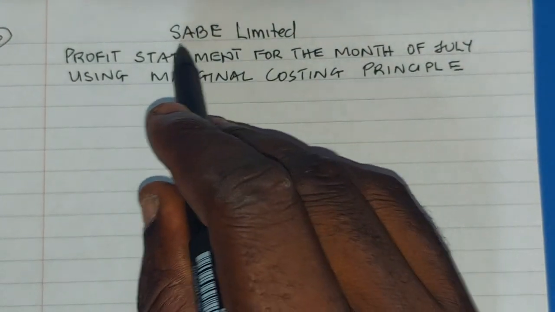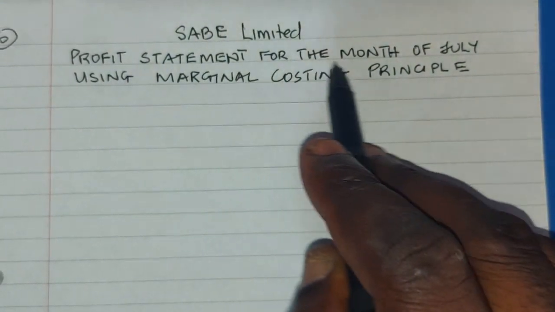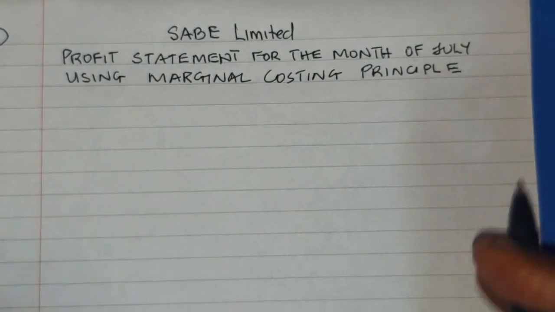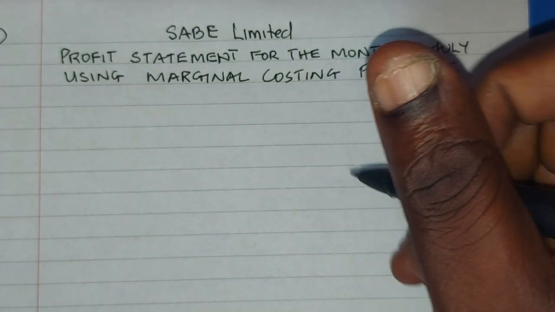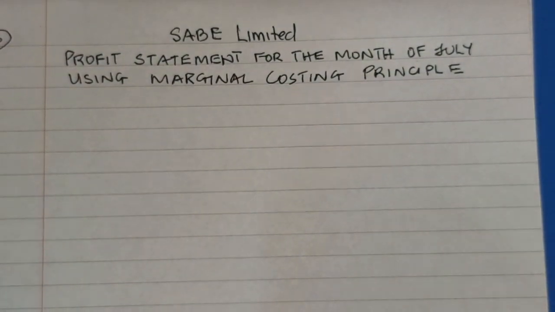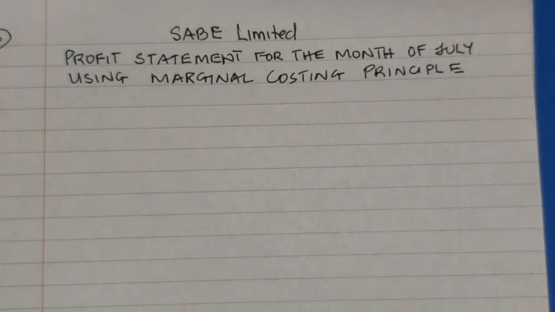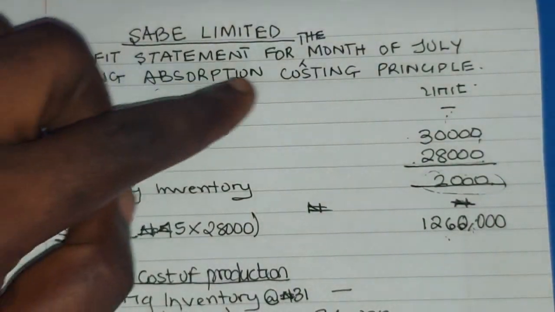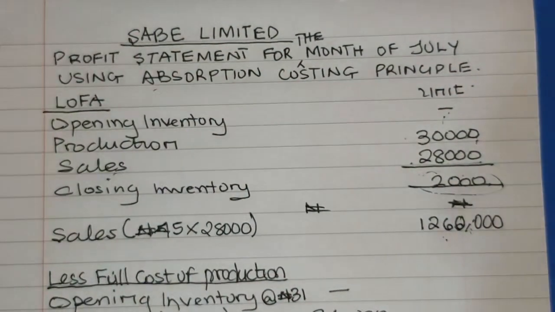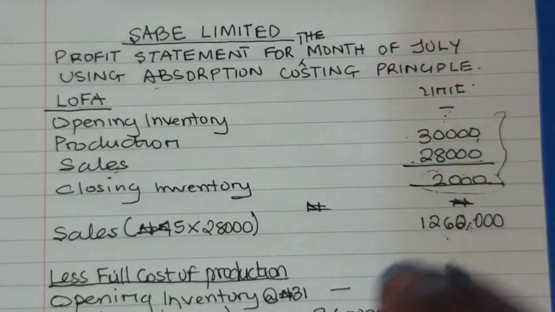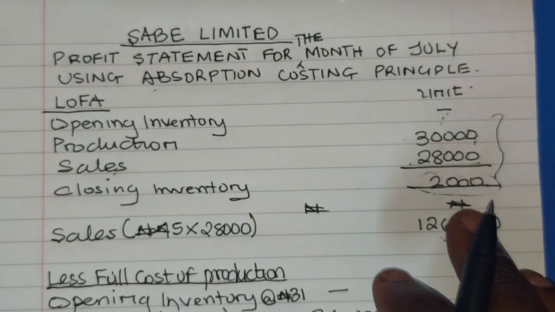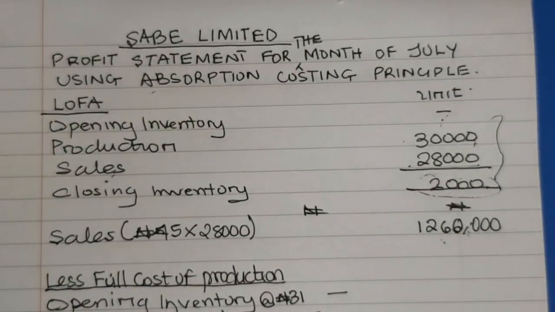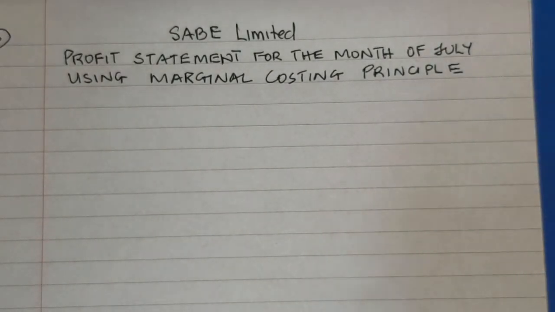You have Sabe Limited, profit statement for the month of July using the marginal costing method or principle. Since you have done the profit statement for absorption costing in the same question, there is no need of repeating this again. Students, take note of that. You can just make reference to this. So what do we have now?